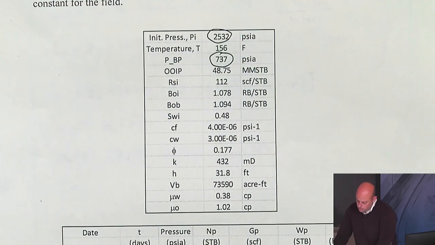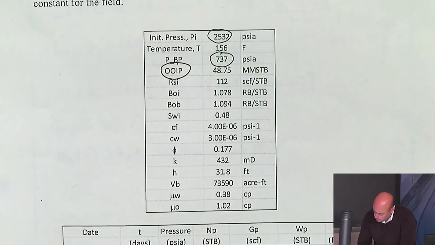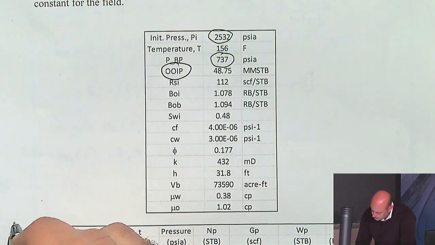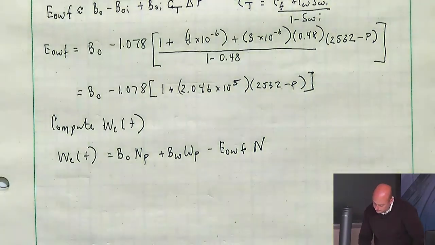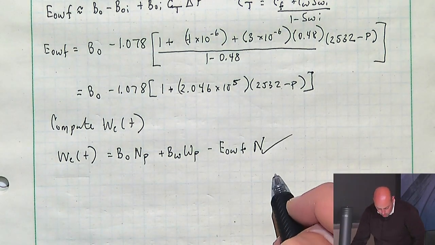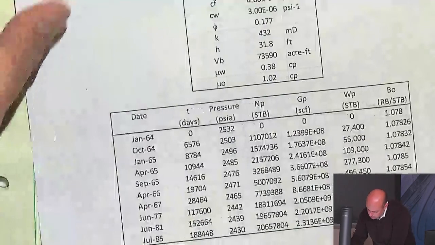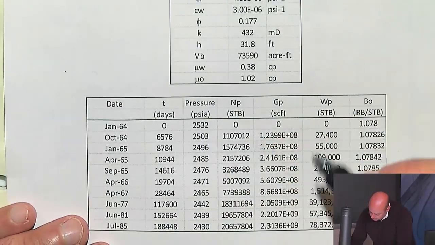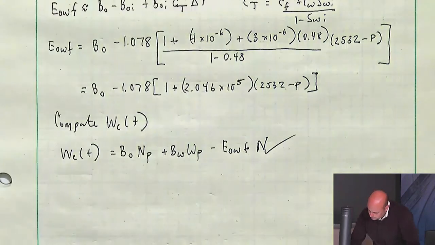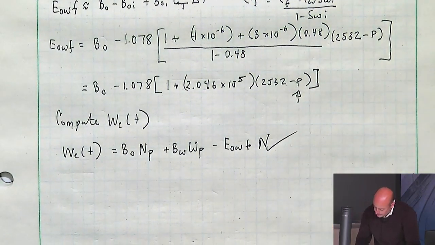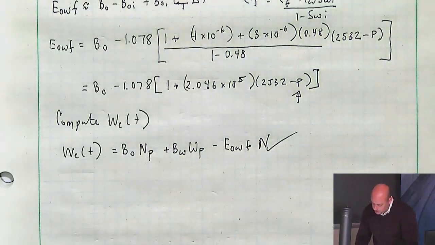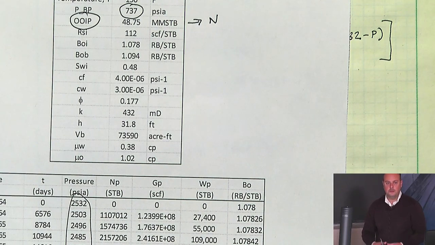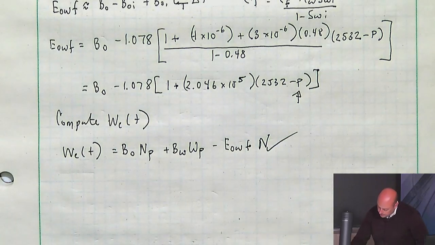Okay, so we were given OOIP, the original oil in place, and that's given in million stock tank barrels. So this is N. We have data which shows the pressure, so we got P. And then BO is a function of pressure, and we have BOI. So there's an equation that you can use to calculate the formation volume factor given the compressibility and the pressure change. So we can calculate EOWF.